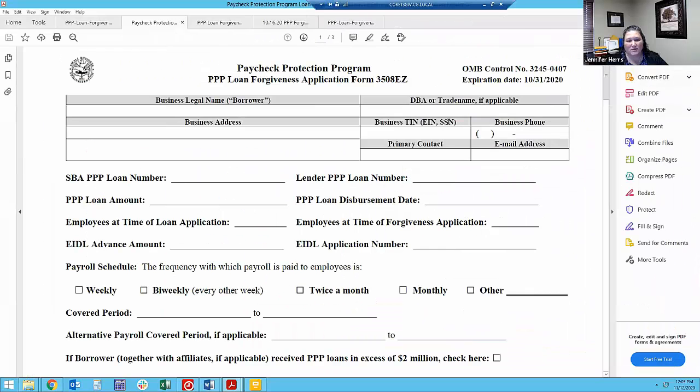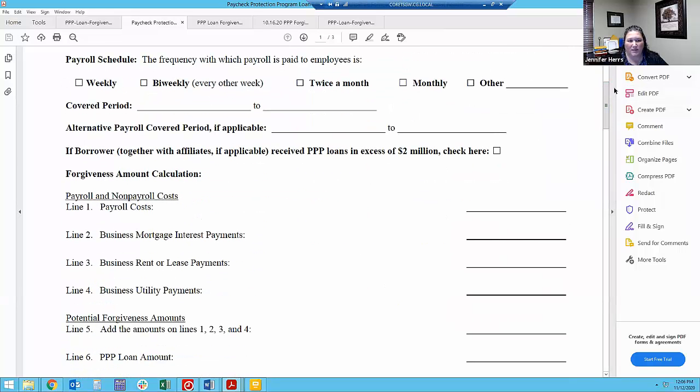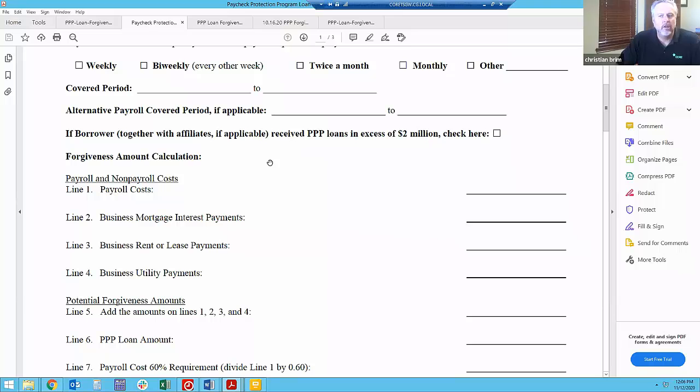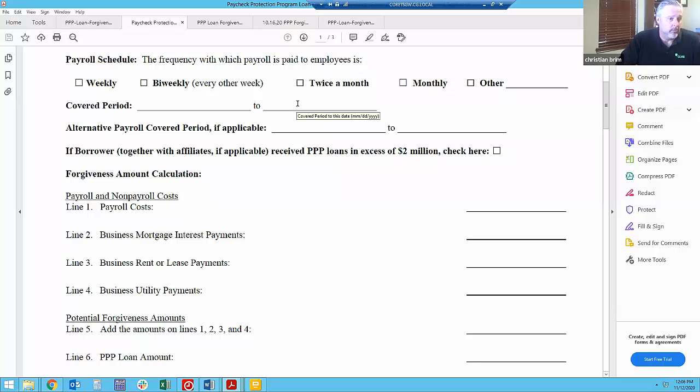You'll see it's just a little bit more information. So it has still the same information up here. They just want to know what your pay schedule is, what your covered period is. Talk about that for a second. Still have the option of the 24-week period, correct? Yes, the 24 weeks. The covered period, yes, is from the date of it being funded and 24 weeks later. But you could use the shorter if you wanted. If you wanted to use 8 weeks, you could.